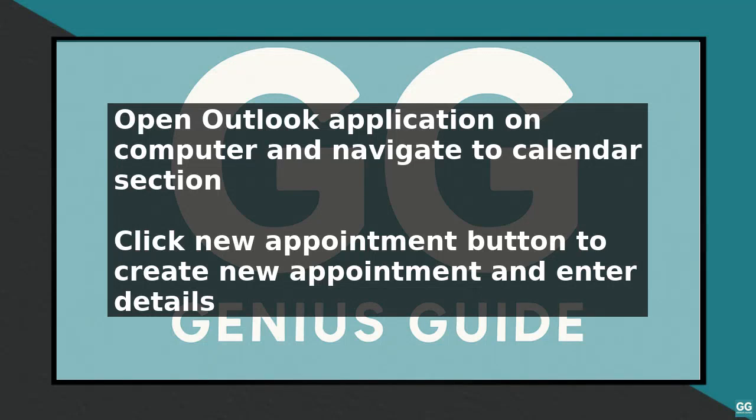To book an appointment on Outlook Calendar, start by opening the Outlook application on your computer. Once open, navigate to the Calendar section by clicking on the calendar icon in the navigation bar. In the Calendar view, click on the New Appointment button to create a new appointment.